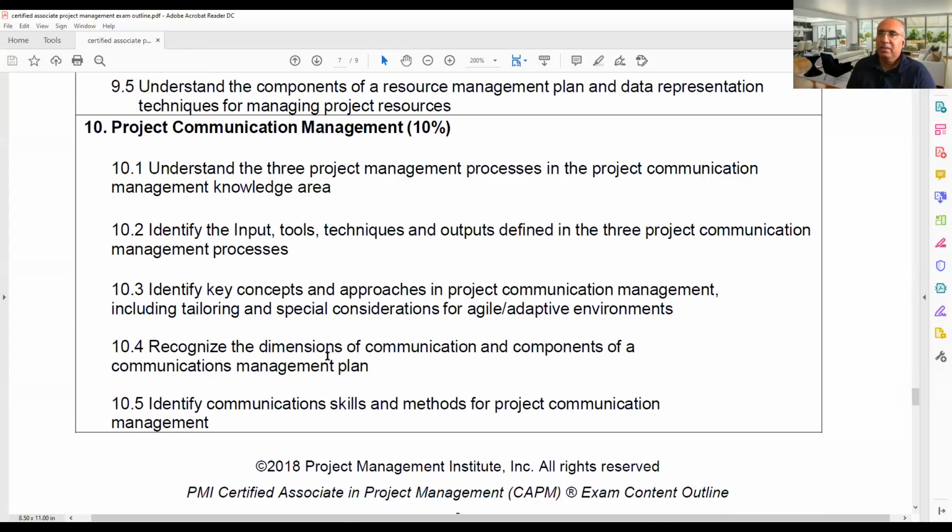Communication management is just the understanding of how you will manage the communication, but the basis of it is stakeholder management. Some of your stakeholders are internal, some are external. Sometimes your project may be affecting the community.